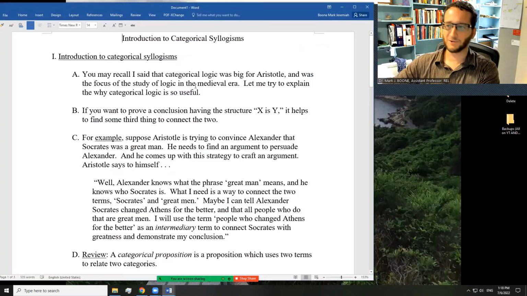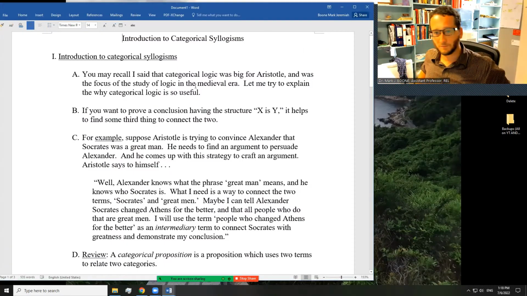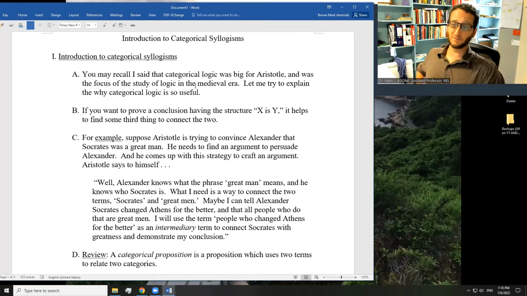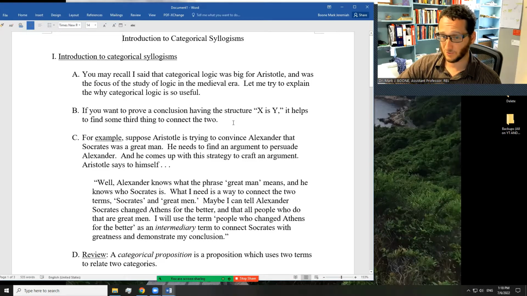Okay, categorical syllogisms. I probably said at least once in this playlist that categorical logic was big for Aristotle, and it was the focus of the study of logic in the medieval era. That's why categorical logic might sometimes be referred to as classical logic. So let me say something about why categorical logic is so important, so useful. If you want to prove a conclusion, having the structure X is Y helps to find some third thing to connect the two. And it is a categorical syllogism that will make that connection through a third thing.